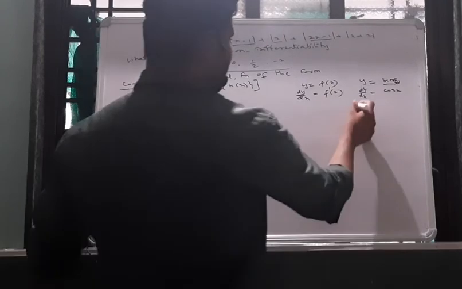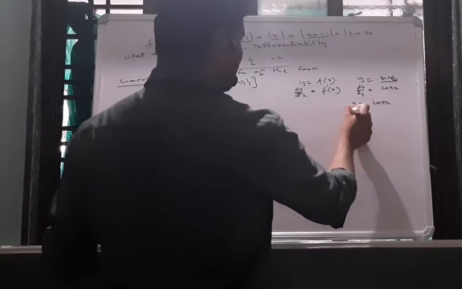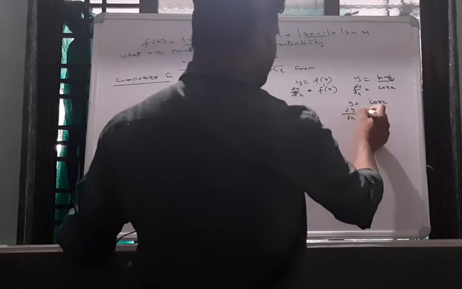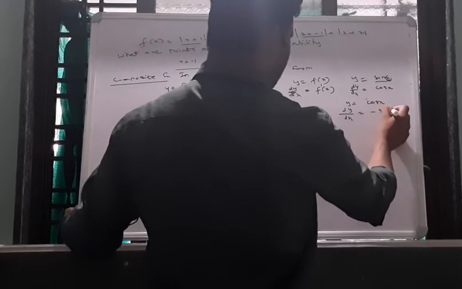Similarly, we can take y equal to, suppose, cos x. Then again y is dependent on x. So the derivative of y with respect to x is the derivative of cos x, which is minus sin x.